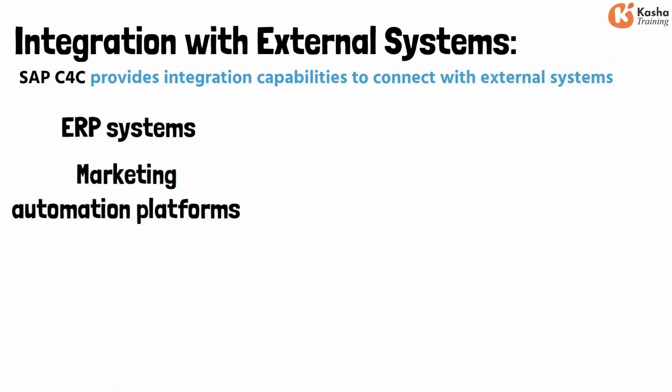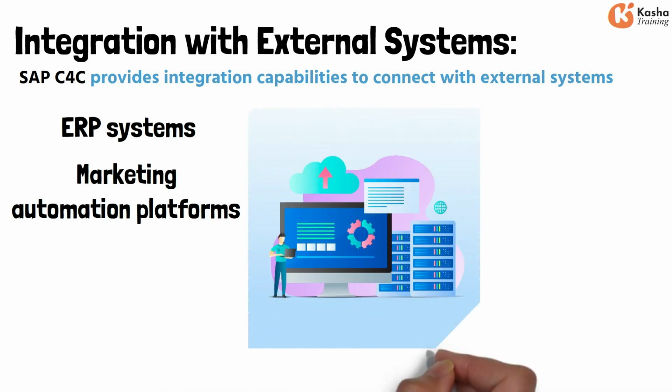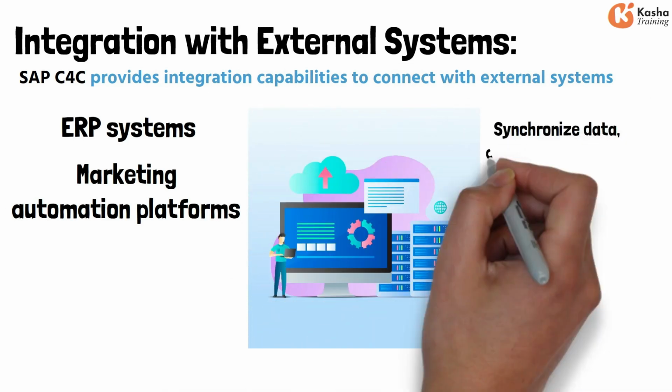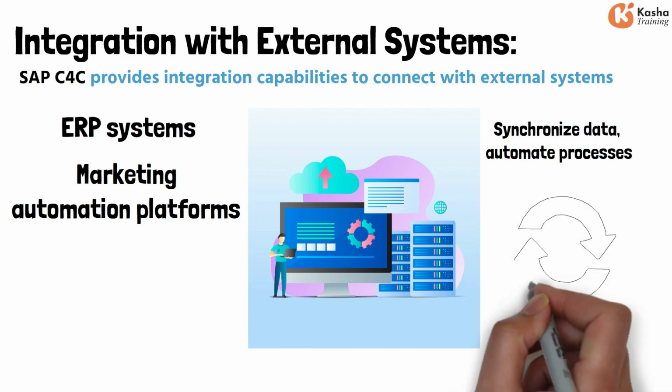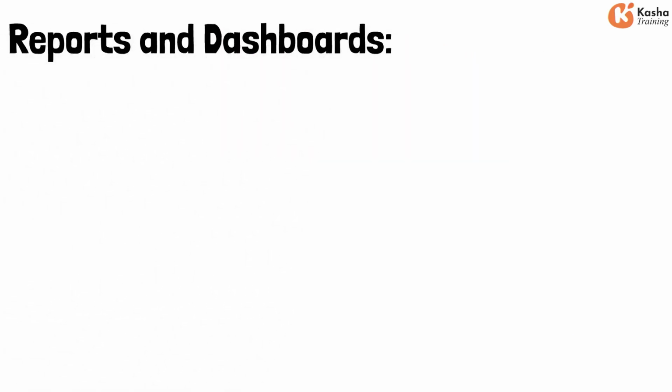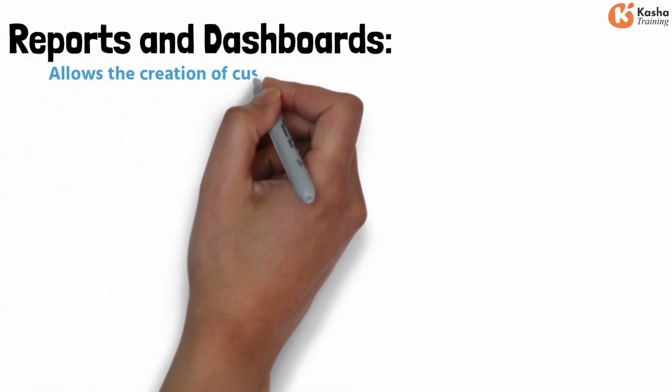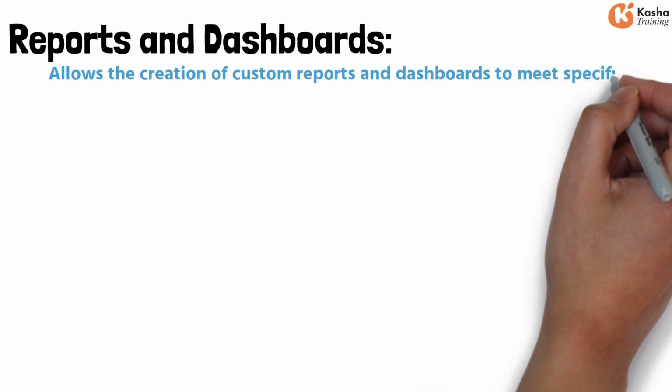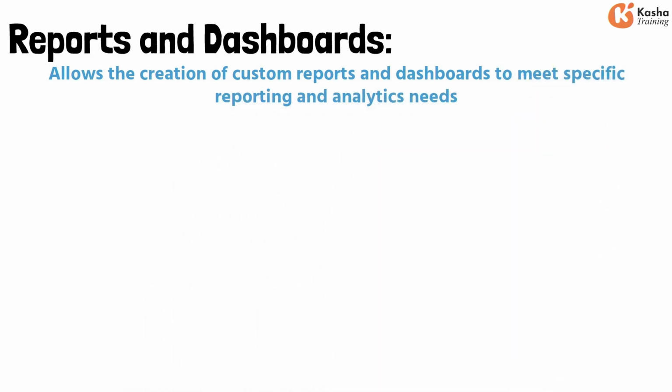platforms, or other databases. Through integration, organizations can synchronize data, automate processes, and ensure seamless information flow between SAP C4C and other business systems. Reports and dashboards. SAP C4C allows the creation of custom reports and dashboards to meet specific reporting and analytics needs.